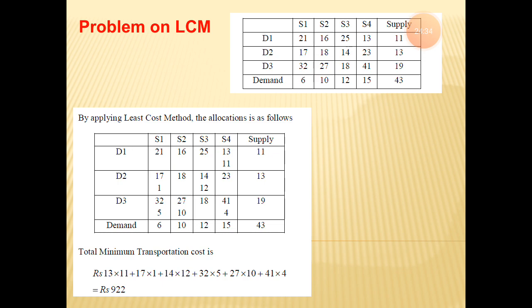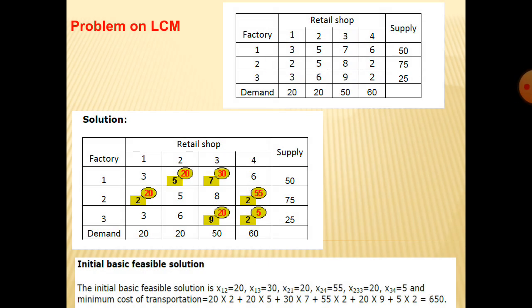Next, the total minimum transportation cost is 13 into 11, plus 17 into 1, plus 14 into 12, plus 32 into 5, plus 27 into 10, plus 41 into 4. The total cost is equal to 922.